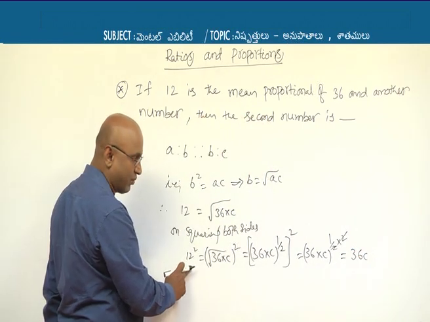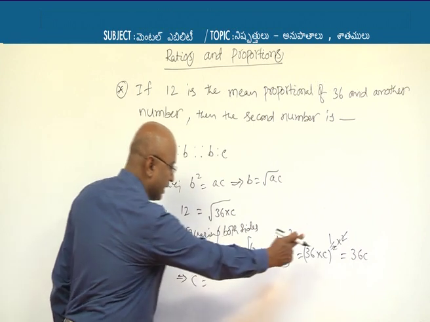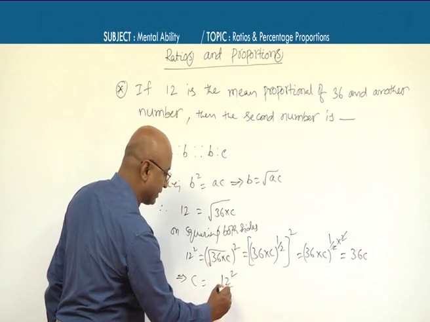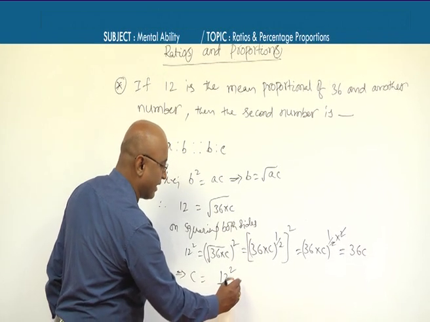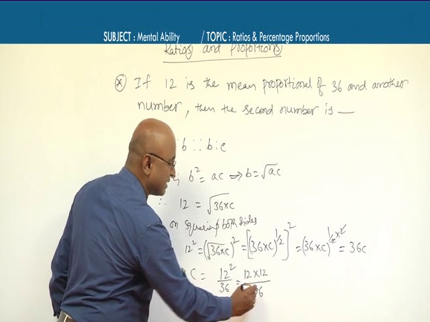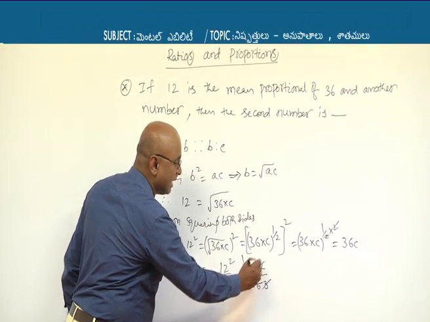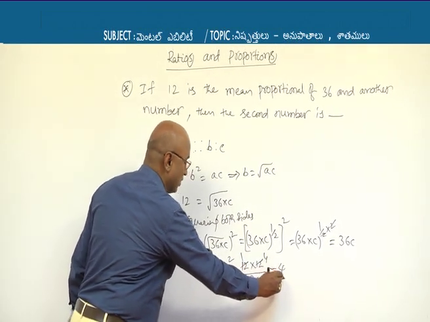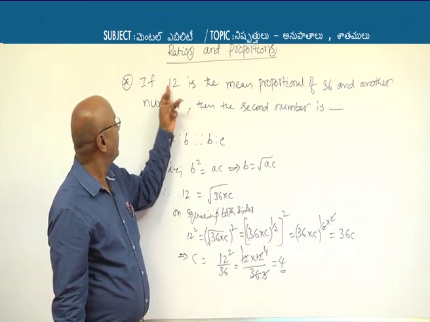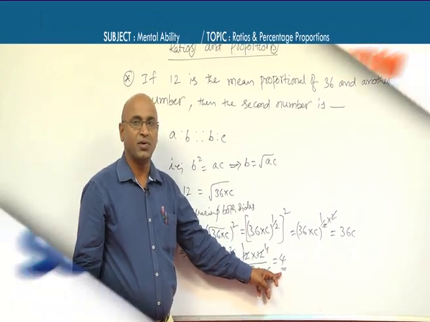See, 12 square is equal to 36C implies C is equal to 12 square by 36, as 36 comes to this side. 12 square is nothing but 12 into 12 by 36. 12 ones are 12, 12 threes are 36. 3 ones are 3, 3 fourths are 12. So, the other number is 4. The second number, in the case of 12 as the mean proportional, is 4.